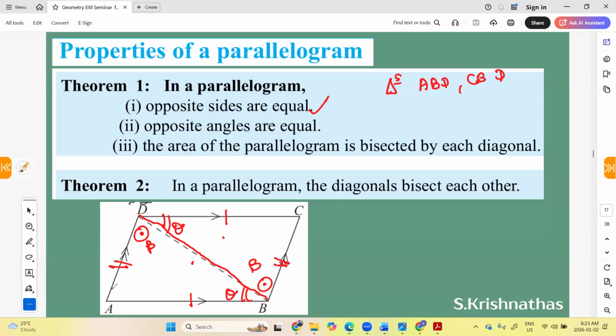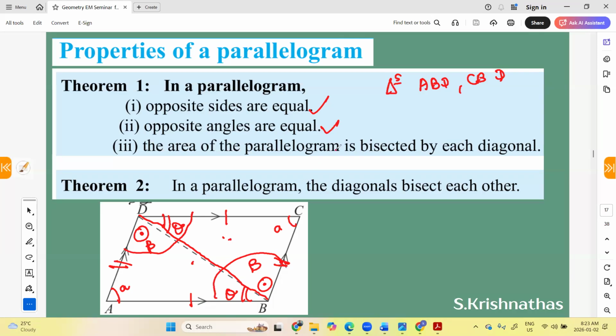Then this is A, this one is also A, corresponding elements of congruent triangles. Then this is theta plus beta, this one is also theta plus beta, so the opposite angles are also equal. Students, if these two triangles are congruent, then the area is also equal. In congruent triangles, all properties are equal: area equals area, perimeter equals perimeter, everything.